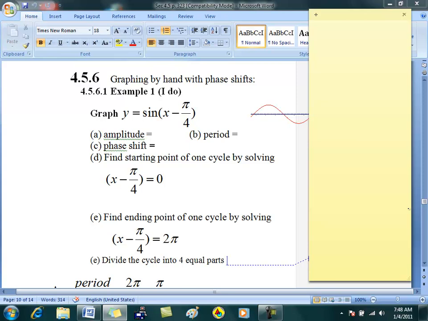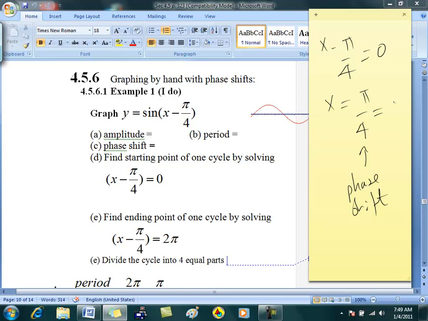And to get the phase shift, although I gave you a formula, there's another way you can think about the phase shift. You can set x minus pi over 4 equal to 0. Solve for x, and this is your phase shift. It's also given by the symbol phi, typically. That's a Greek letter phi, typically written like that.